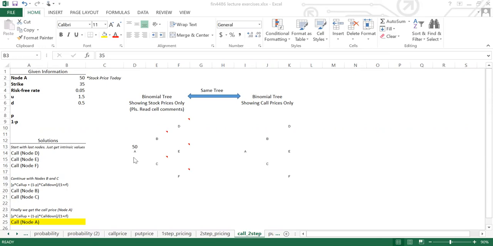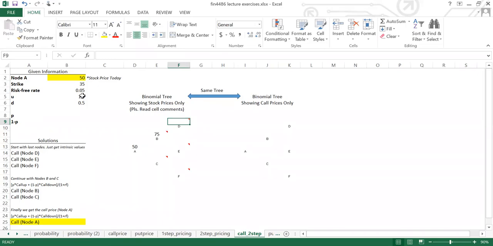The first thing is that in this case, we are given U and we are given D and we are given the stock price today, but we are not given the stock price at the following nodes. So we need to calculate those ourselves, relying on U and D. But this should be straightforward because we know that the stock price here in node B, so in the good state of the world for the stock, is simply going to be the stock price today multiplied by U.